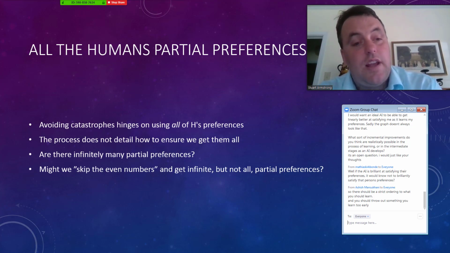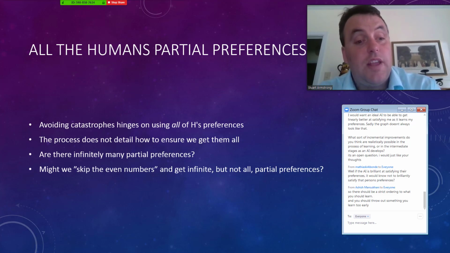And the next question is, what increments do you think are really part of the process of learning, or in the intermediate stages as an AI develops? No idea. Sorry, I'm being a bit glib, but I really have no idea how the process will go, how fast the AI will converge on something we find adequate, and how we perceive it from outside.